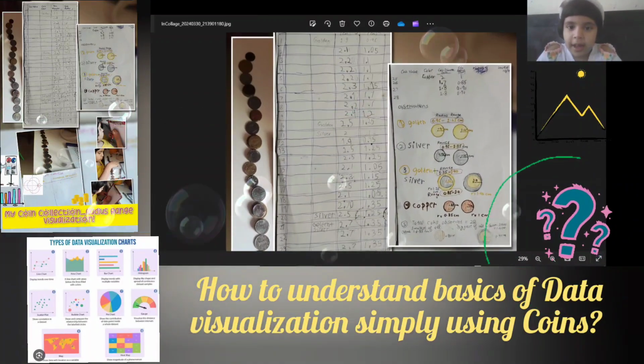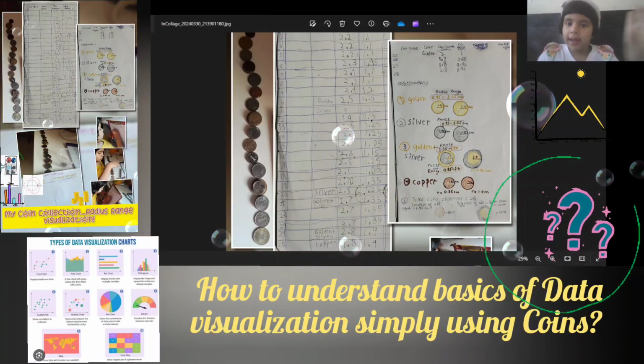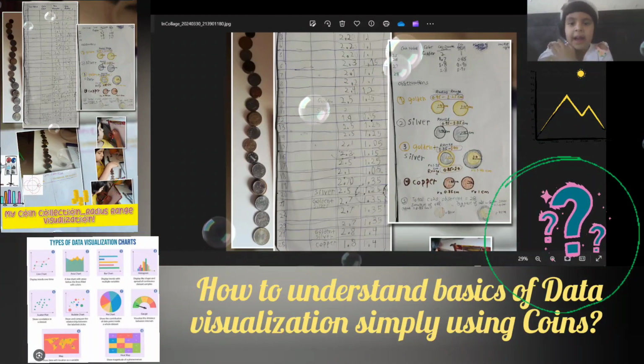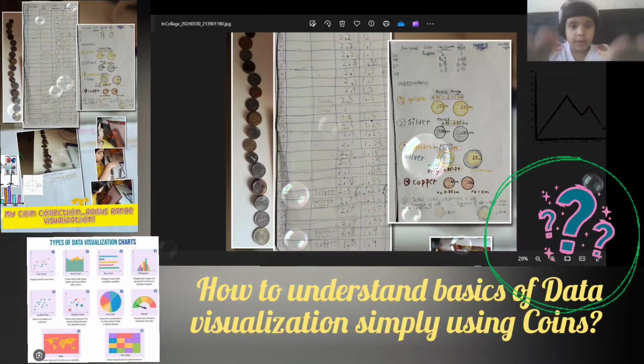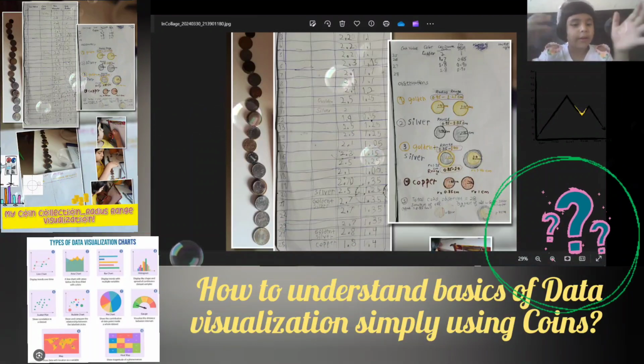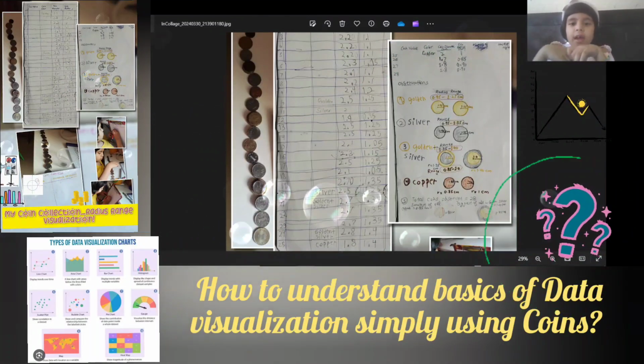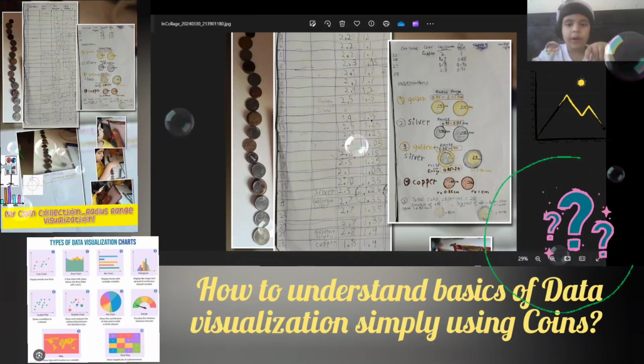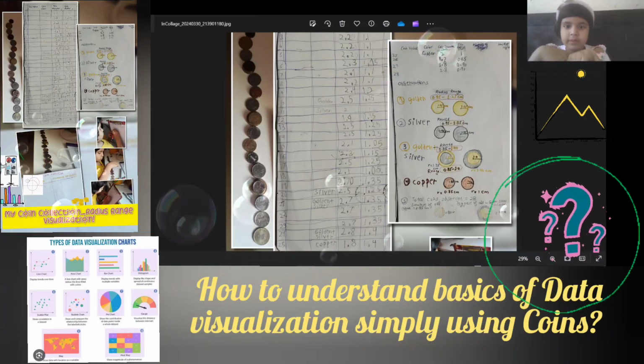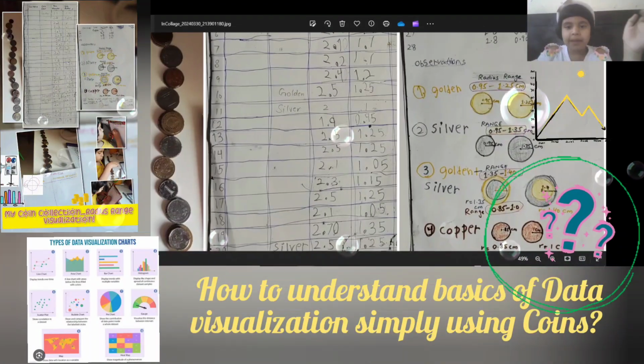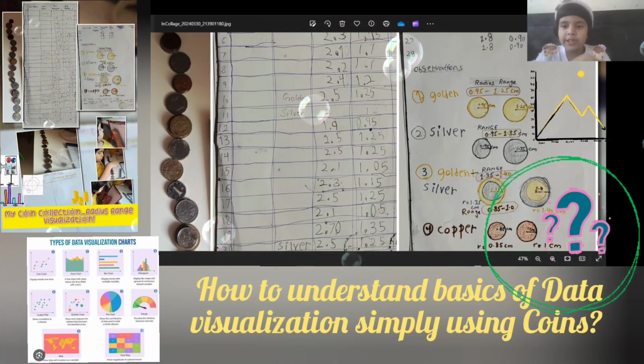So here I have made 10 golden coins, 10 silver coins, a few golden silver coins and a few copper coins. So let me explain my observations.